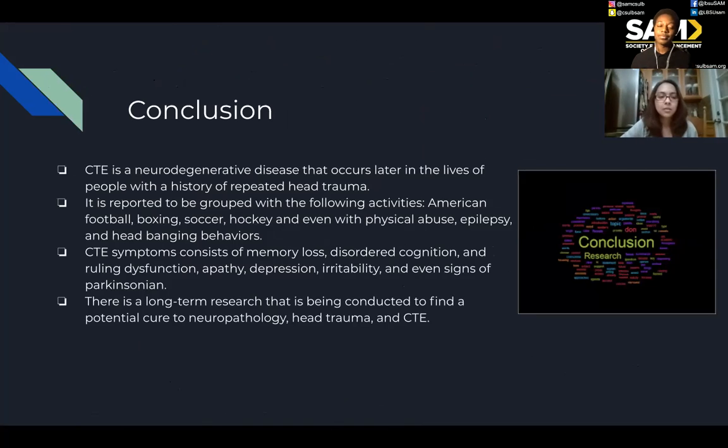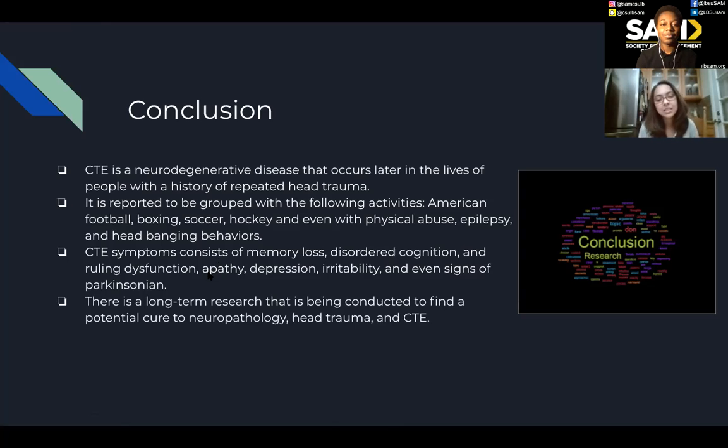And so here we have the conclusion where we just sum up everything that has been told. Here we are saying that CTE is a neurodegenerative disease that occurs later in the lives of people with a history of repeated head trauma. It is reported to be grouped with the following activities: American football, as Emmanuel explained, and then boxing, as well as soccer, hockey, and even physical abuse, epilepsy, and head banging behaviors.